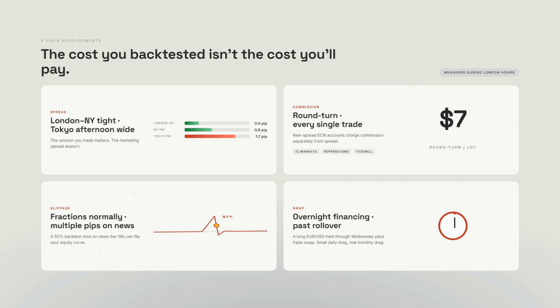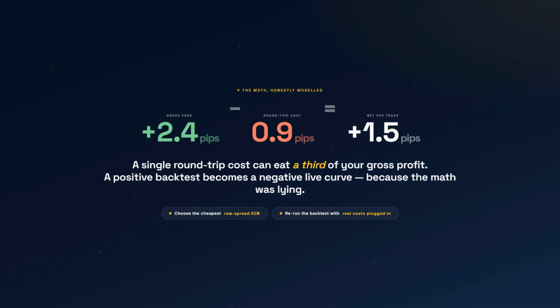Now do the math. If your strategy targets only a few pips per trade, a single round-trip cost can eat 1/3 of your gross profit. A positive backtest becomes a negative live curve. Not because the idea is bad, because the math was lying.